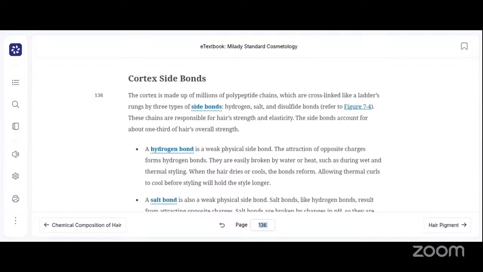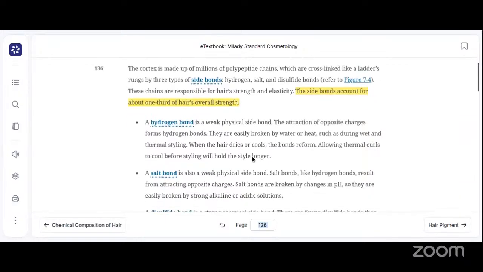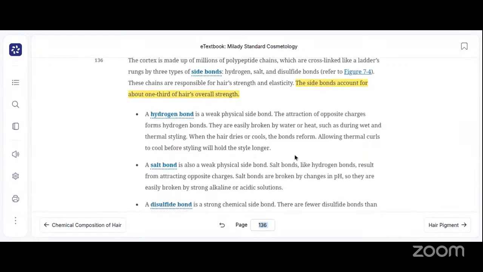Side bonds are the bonds that allow us to have elasticity and moisture. It allows us to roll the hair, to break the chemical bonds, to have hair color, to do relaxing. The side bonds account for 1/3 of the hair's overall strength. So you have to make sure the hair stays in optimum strength, because we need all of these bonds to be working. We don't need anything slipping.